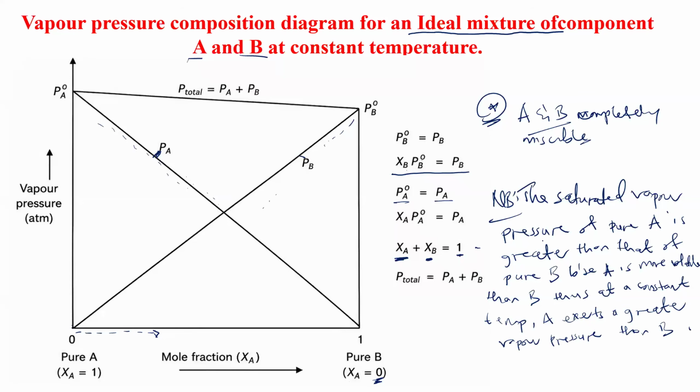This point I have noted down here. We're saying that the saturated vapor pressure of pure A is greater than that of pure B. We see that on our diagram: when we look at B, A is a little bit higher. The reason is that A is more volatile than B, and thus at a constant temperature it exerts a greater vapor pressure than B. Okay, that is my explanation, unless someone has a question.